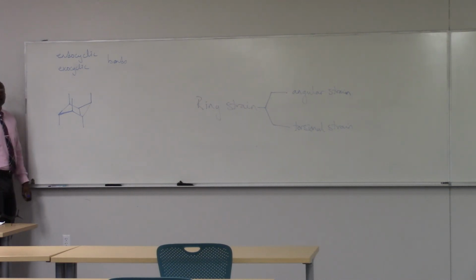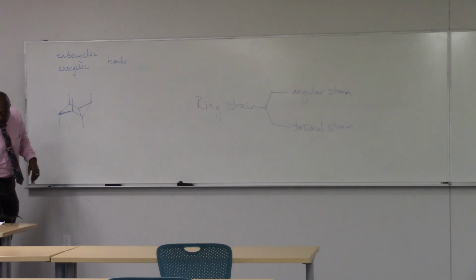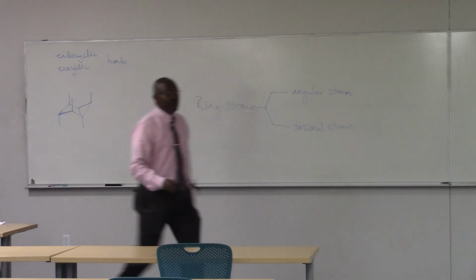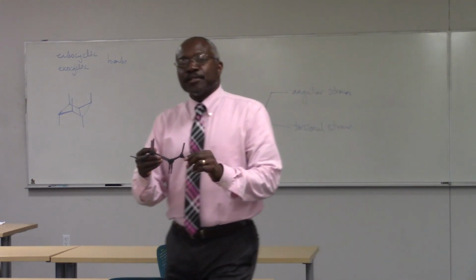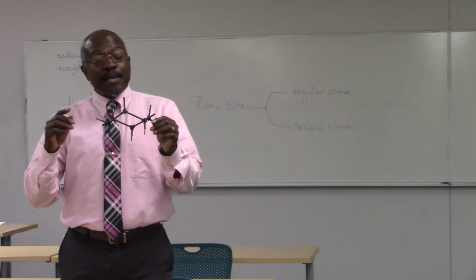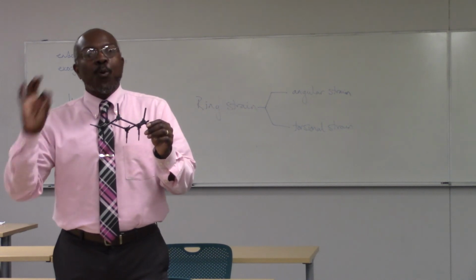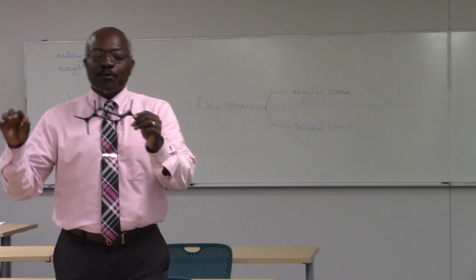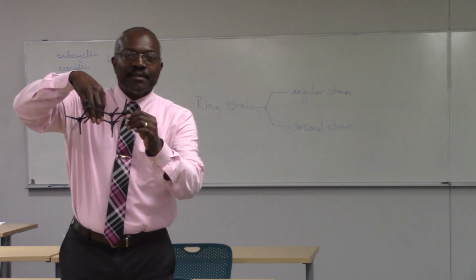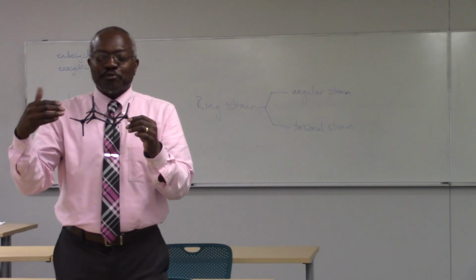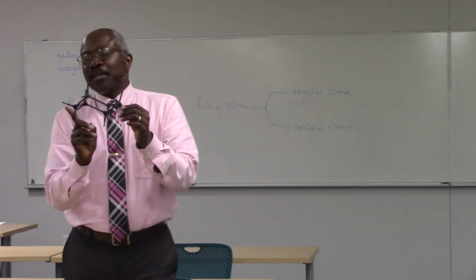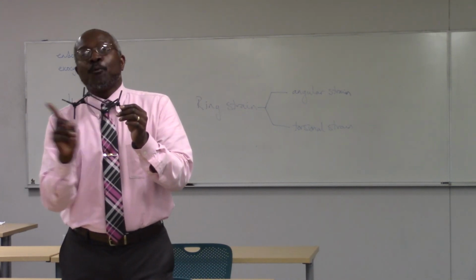Where are my equatorials? Well, the equatorials point away from the axial, right? If the axial is pointed up, the equatorials will point down. If the axial is pointed down, the equatorials will point up. But I also know that they point always away from the body of the ring. In other words, there is nothing on the inside. Because if I put them on the inside, the H's will be butting against each other, that's not good. So the equatorials always point away from the body of the ring.